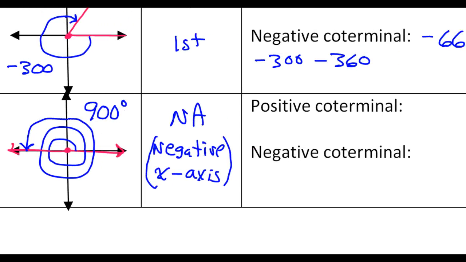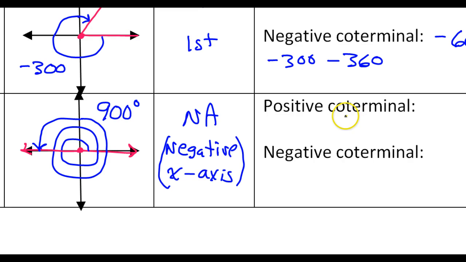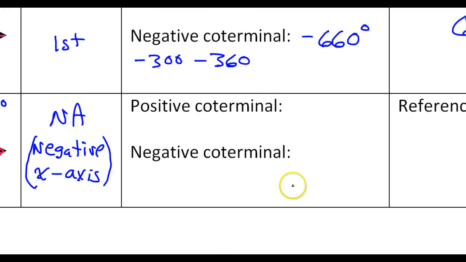If I want a positive coterminal angle, it would be silly to go 900 plus 360. I'm already way bigger than 360. Why not just look at the picture and see what's happening? Let's use our common sense. A positive coterminal angle would be 180 degrees. Boom. If I just went from the initial to the terminal side one time, that's 180 degrees. So this one, it will help us to use our common sense.